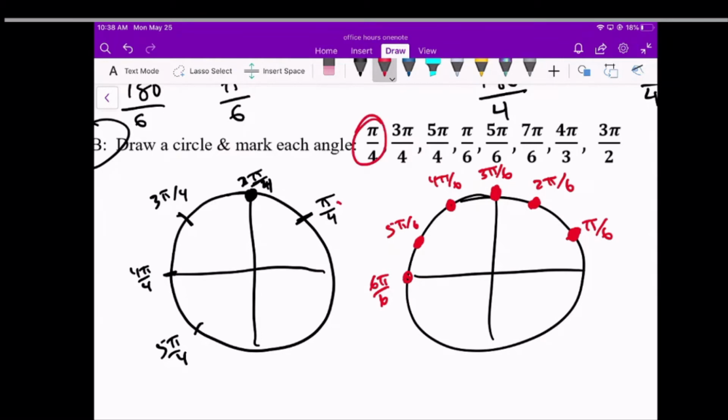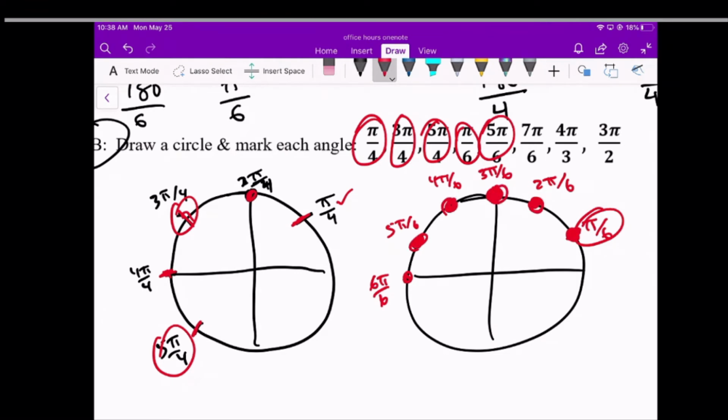Where's pi over 4? Here. Where's 3 pi over 4? 1, 2, 3. Here. Where's 5 pi over 4? 1, 2, 3, 4, 5. Right here. Where's pi over 6? Here. 5 pi over 6? 1, 2, 3, 4, 5. It's right there. 7 pi over 6? 1, 2, 3, 4, 5, 6. 7 pi over 6 would be right there.